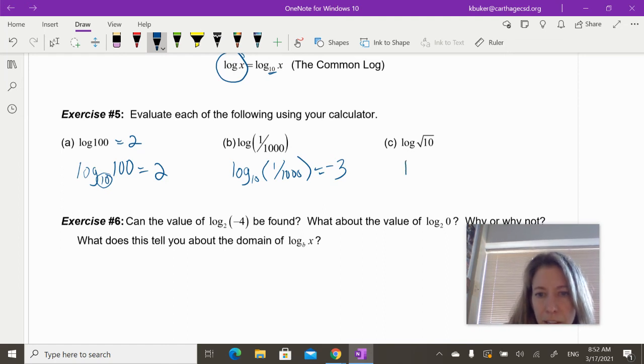All right, again, here I can write this. This just means log base 10. The square root of 10 is 10 to the 1/2 power. So log of the square root of 10 is obviously 1/2.